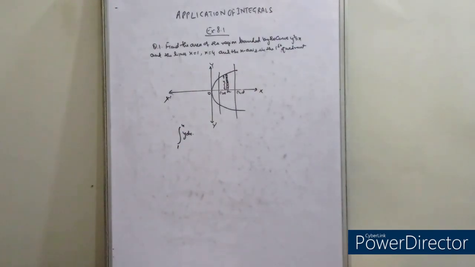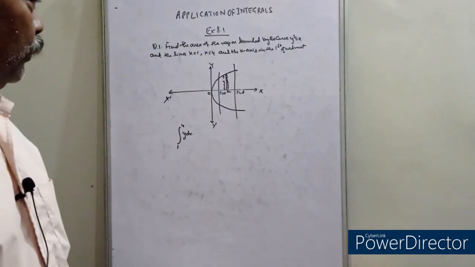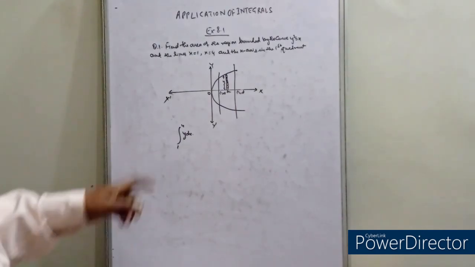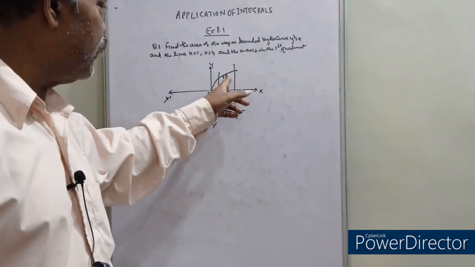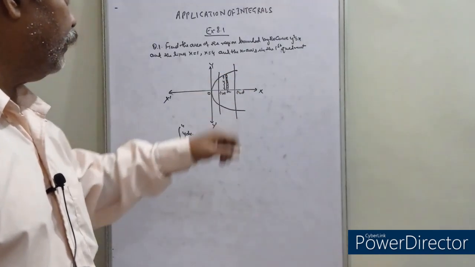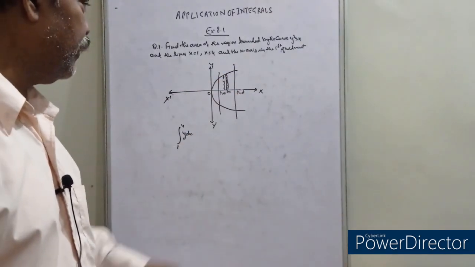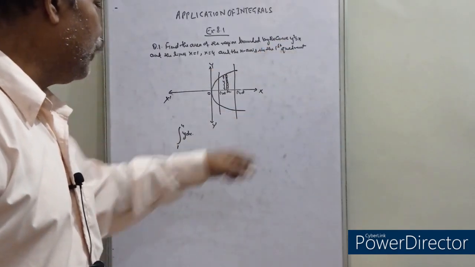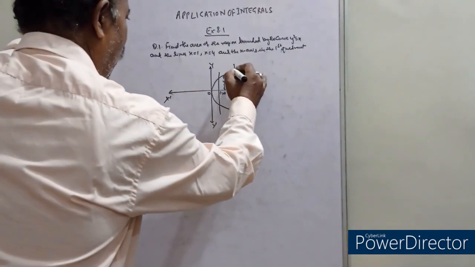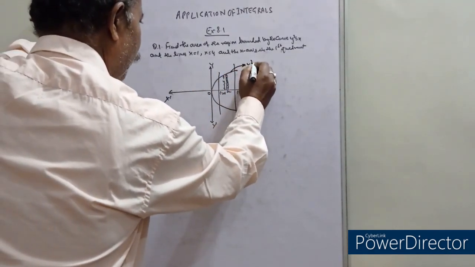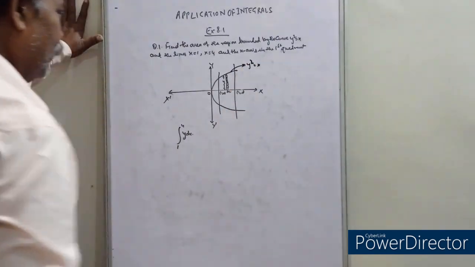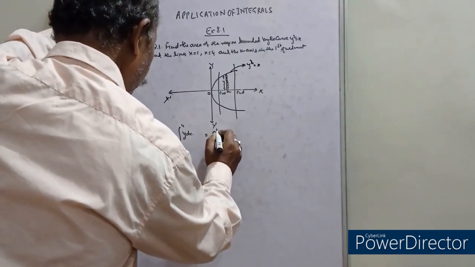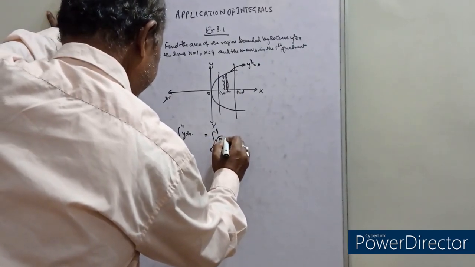Now the next important point is, what will be the value of y? The graph which controls the height of this rectangle will be considered as y. The height of this rectangle is controlled by the graph y square is equal to x. So here the value will be integral from 1 to 4 of root x dx.